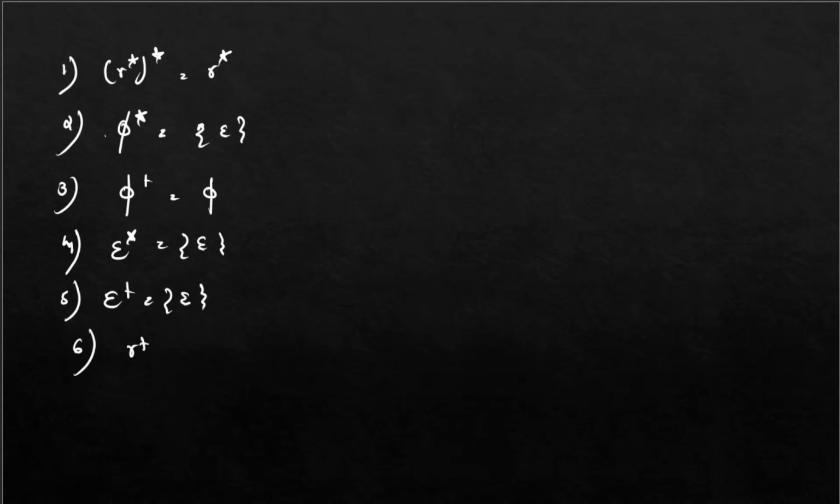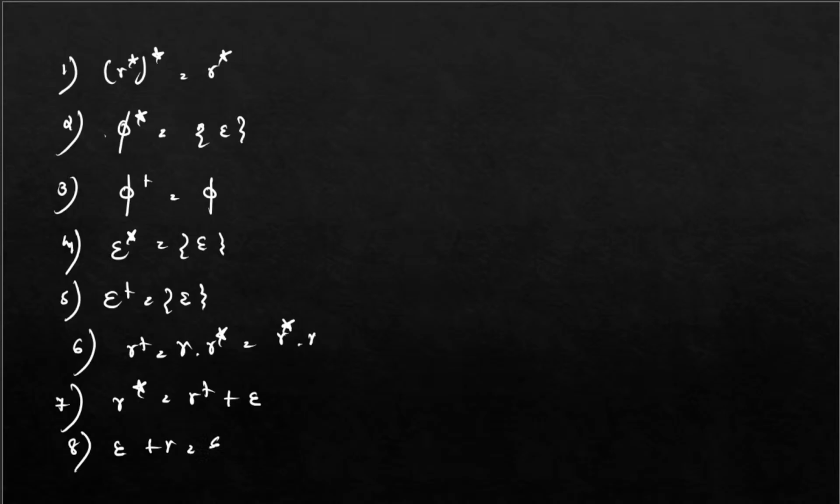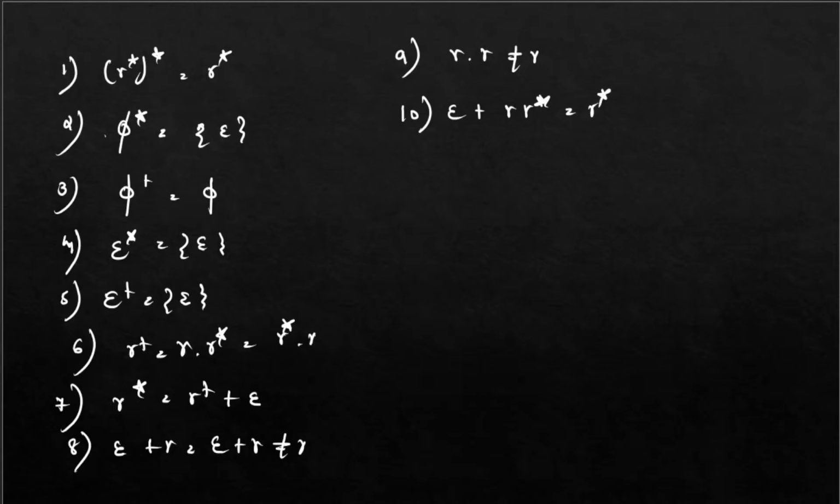Sixth is R+ is equal to R into R*, which is R* into R, we can say that. Seventh is R* is equal to R+ plus epsilon. Eighth is epsilon plus R is equal to epsilon plus R, which is not equal to R, right? Ninth is R into R is not equal to R. After that, 10th is (epsilon plus R) into R*, and this is R*.